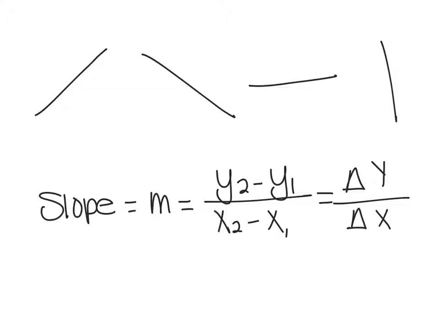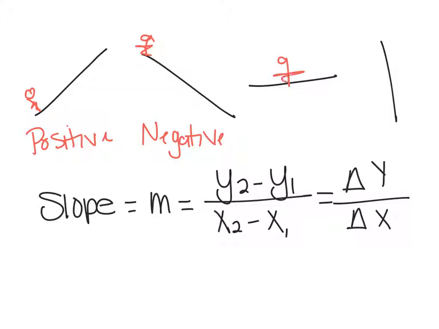Slope is very important when it comes to algebra. We have 4 different kinds of slopes. We have a positive slope. And if I'm looking at a drawing, I like to draw little stick figures. We have a negative slope. Here, he's not going anywhere, so we have a 0 slope.